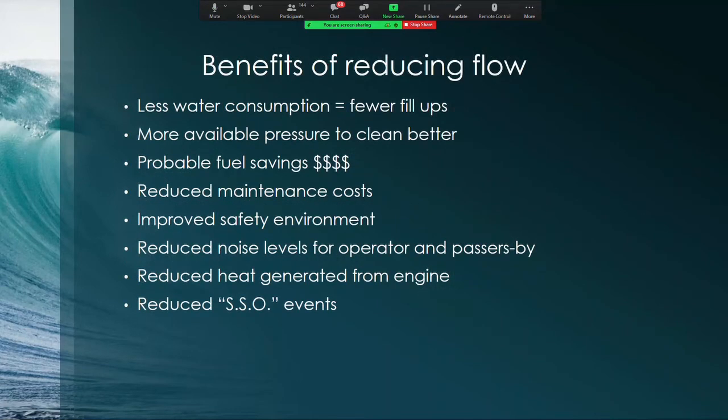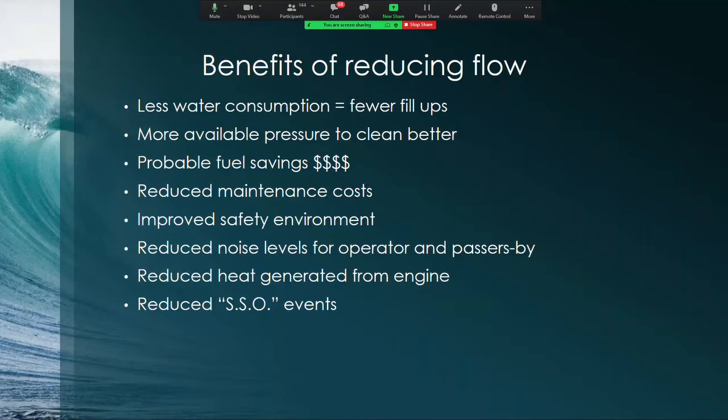Reducing flow, of course, has benefits. The less water consumption means fewer fill-ups. We just talked about how that translates into more time in the pipe getting the job advanced. My pressure goes up. You saw that in the beginning. We talked about basics: as we drop the flow in a specific size hose, the pressure at the end of the hose will increase accordingly.